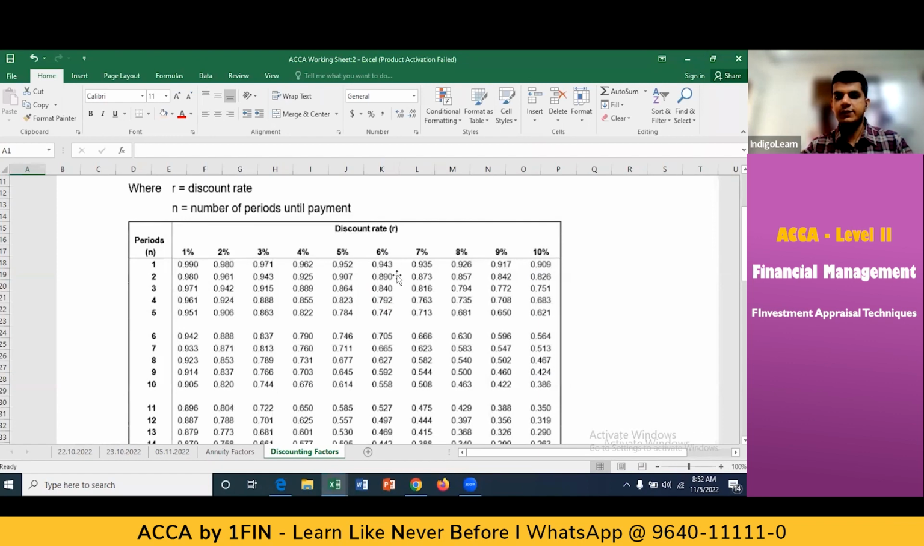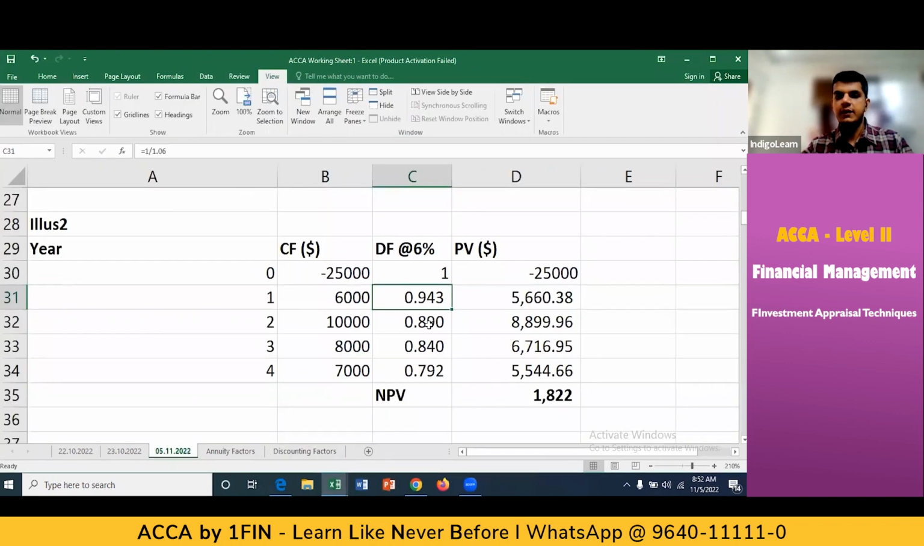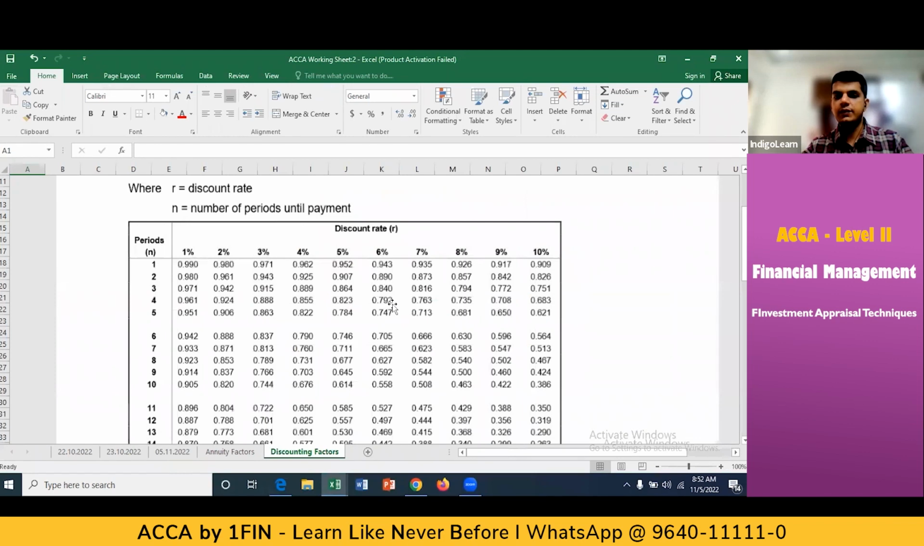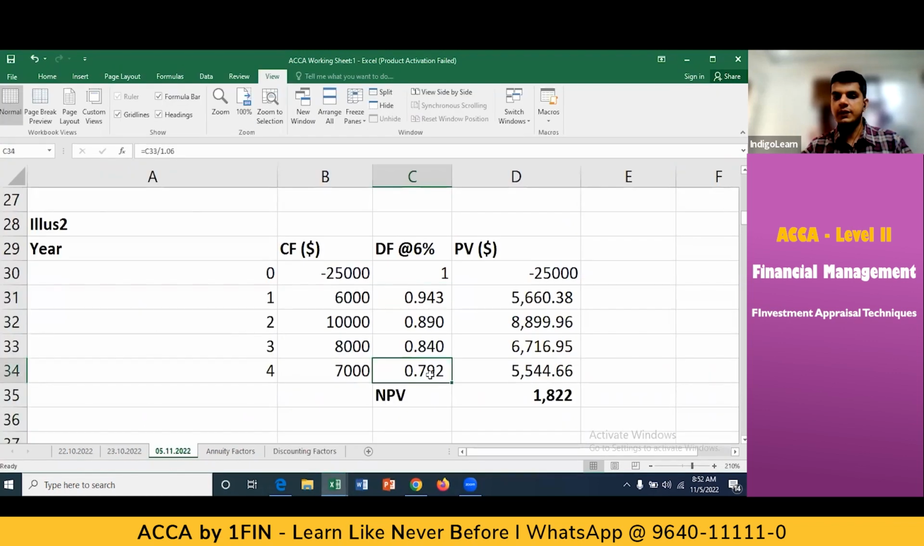6%, you just go here. First year is 943, you can copy directly. Second year, 890, you can copy here. 840 is the third year. Fourth year is 792. So you can use it directly also. Whatever is convenient, wherever your hand is set, use it. What is our motto? To get the answer in the minimum required time.